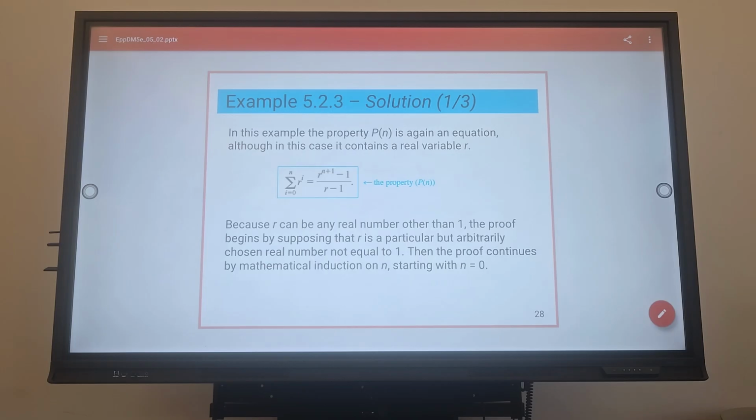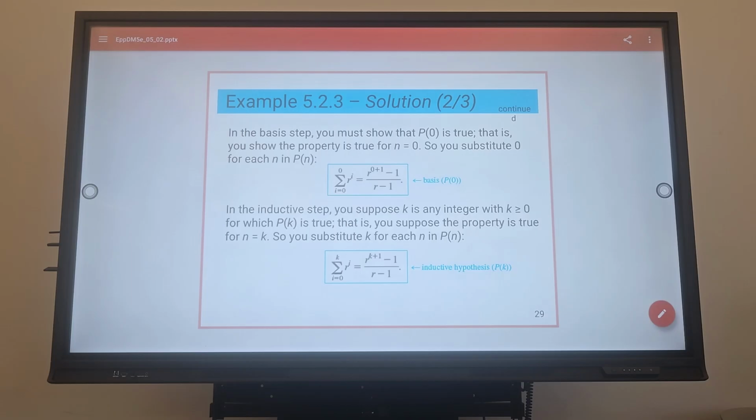In this example, the property P of n is again an equation, although in this case it contains a real variable r. Because r can be any real number other than 1, the proof begins by supposing that r is a particular but arbitrarily chosen real number not equal to 1. Then the proof continues by mathematical induction on n, starting with n equals 0.